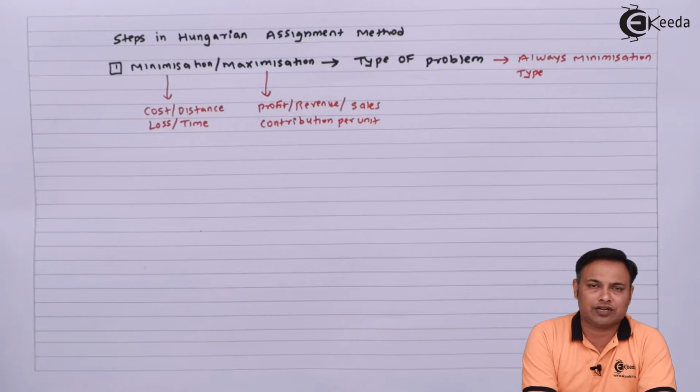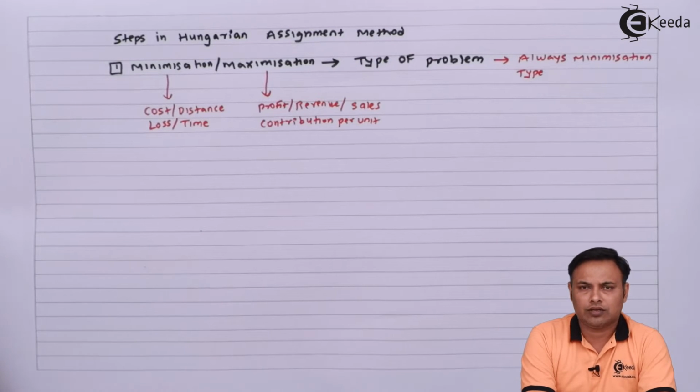So I have 4 workers, 4 factories, 4 machines, 4 contractors, 4 roads, 4 products, 4 workers. These are the problems which will be called balanced problems. So imagine I have 3 workers and 4 machines. So I'm short of 1 worker. I have one machine surplus, one extra machine, so that will be called unbalanced.